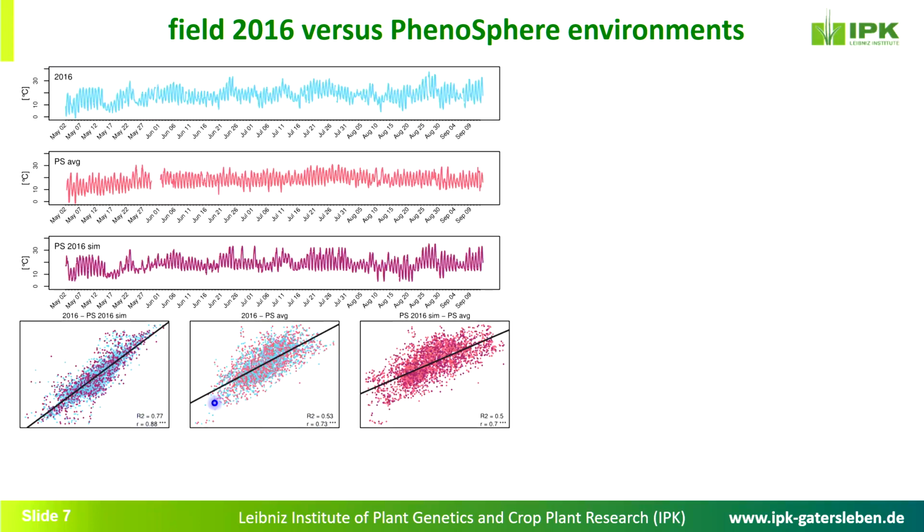And this is much lower if we now include the average climate in the PhenoSphere, where we can only predict 50% of the found variation with either the year 2016 or the simulation. So by averaging, we lose dynamics, and we conclude from that we need to model single days and especially respect their patterns as they occur in which orientation in the time of the year.